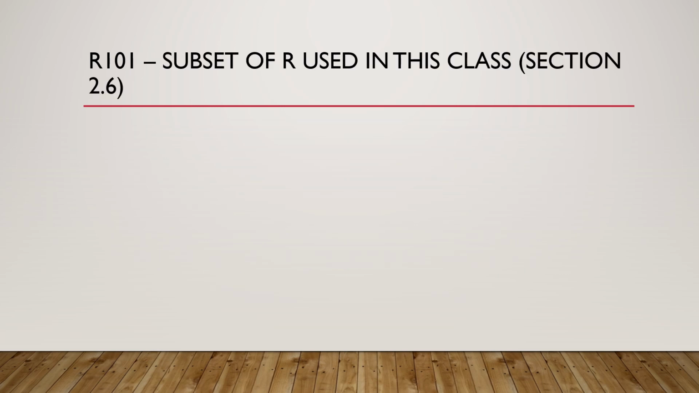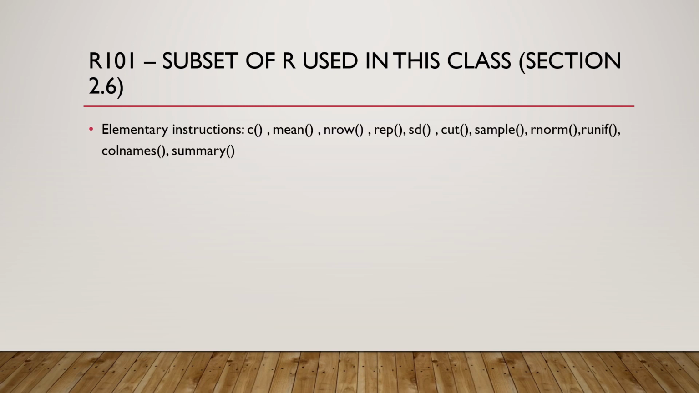We have three categories of R instructions. One that is very basic one-liners, allowing us to compute the mean of numerical values, standard deviation, come up with the columns of a data frame, summary of data, etc. These are just one-line instructions.